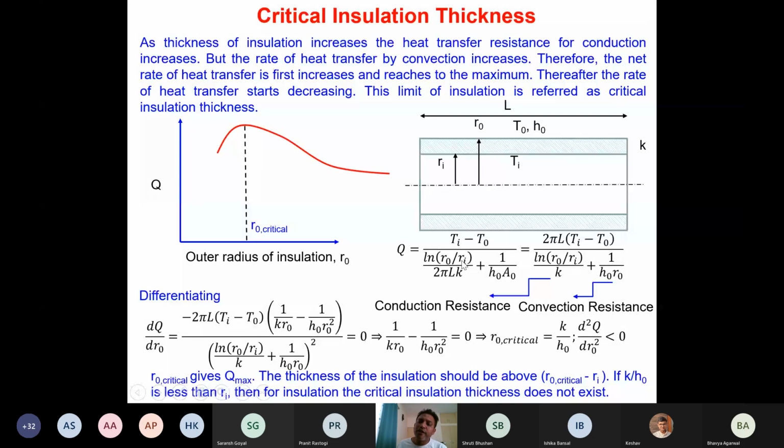Again, if we differentiate this equation twice, what we get is d square q by dr naught square is less than 0. So clearly this gives me a maxima here. That is what is clear from this.